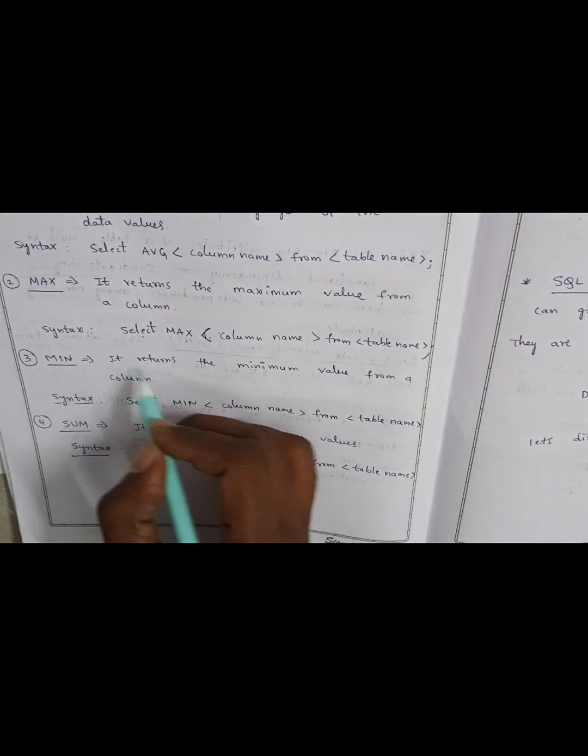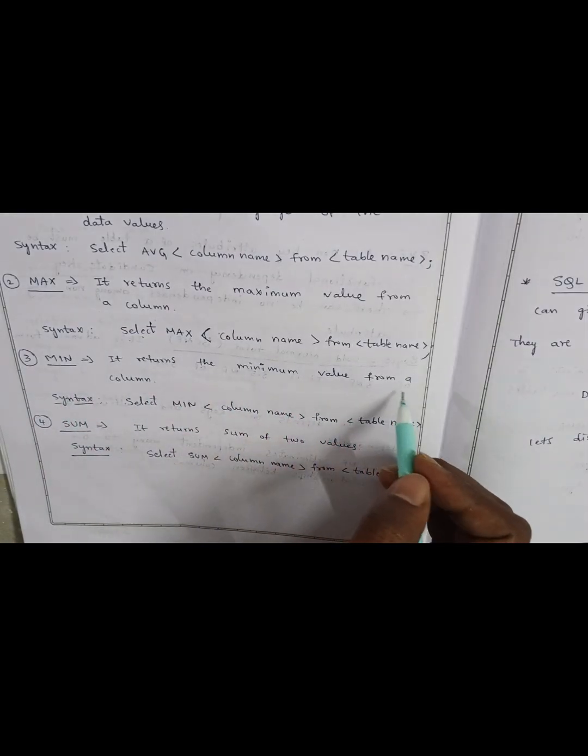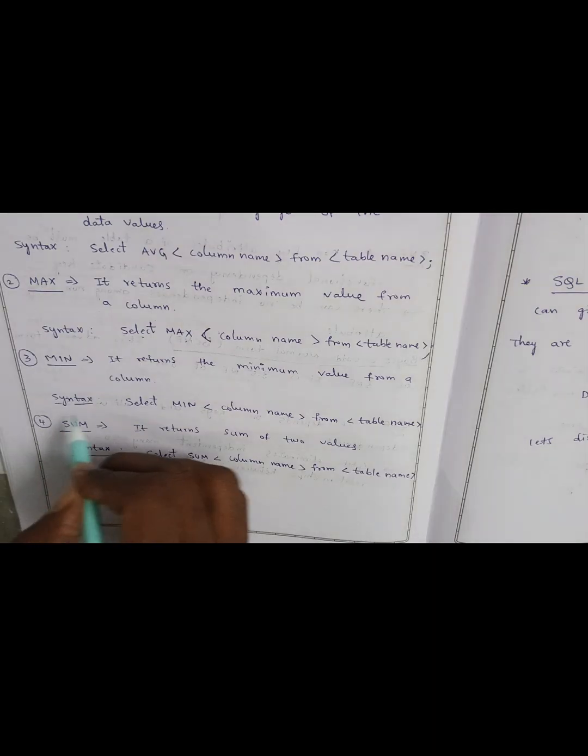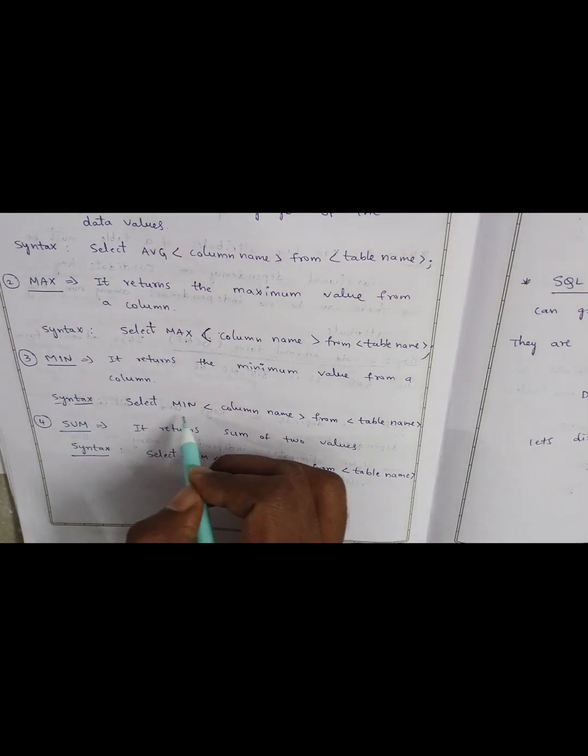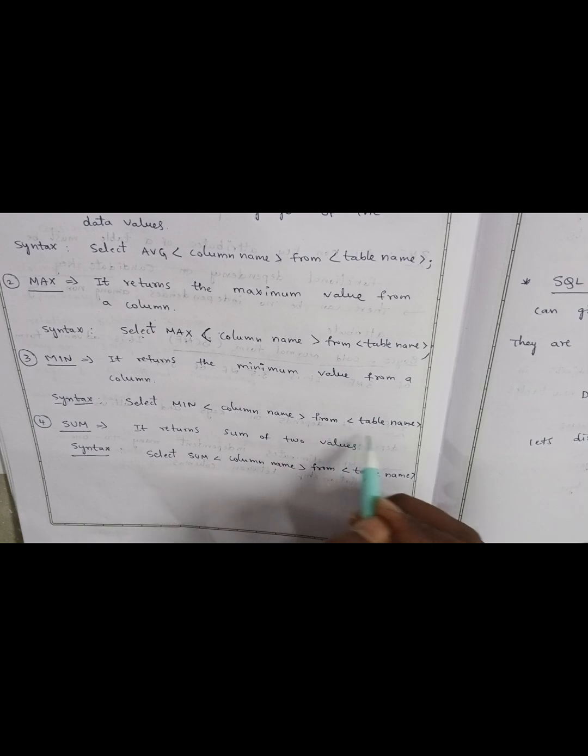Next one is minimum. It returns the minimum value from a column. The minimum value is returned if you want any minimum value. Its syntax is select min, column name, from table name. For all these aggregate functions, similarly, only one syntax is there. If you guess that syntax and write it in the exam, you get good marks.